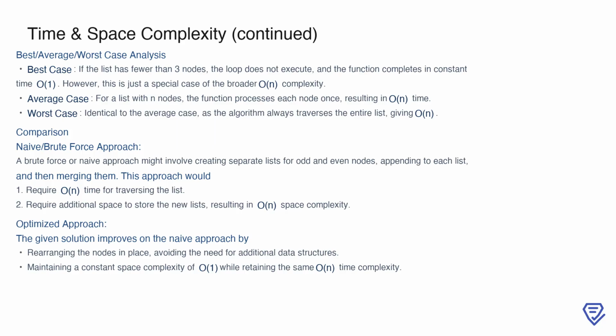Let's analyze the best, average, and worst cases for this solution. In the best case scenario, if the linked list has fewer than 3 nodes, the while loop does not execute at all, and the function completes in constant time, O(1). However, this is just a special case of the broader O(n) complexity.